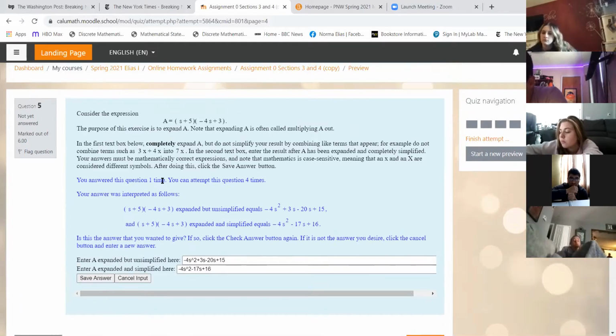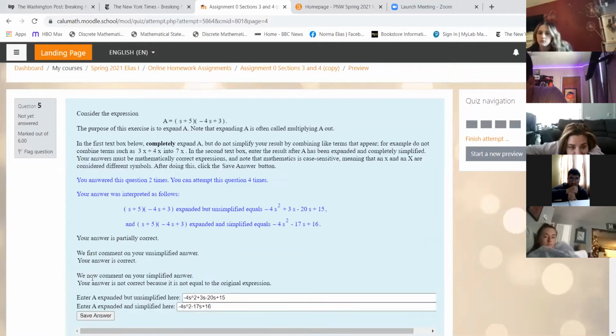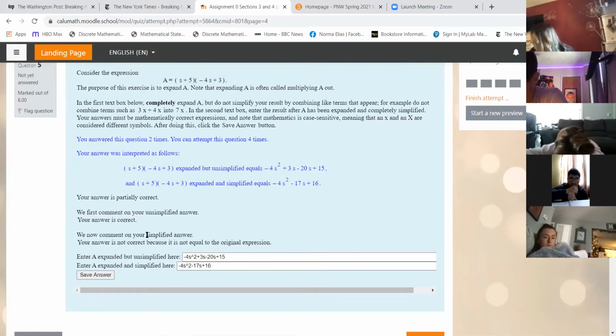Okay. Now they tell me how the answer is interpreted. And then, okay, that's what I want. Now what do they tell me? Your answer is partially correct. We first comment on the one which is not simplified. This is correct. So now I know that my first one is correct. But then they tell me, we now comment on your simplified answer, and this one is not correct. So now you start realizing, okay, I get this part, so I must have messed up in the second one, which is already guiding me. So I go to the second one now, and I probably fix it a little bit. And now save answer.